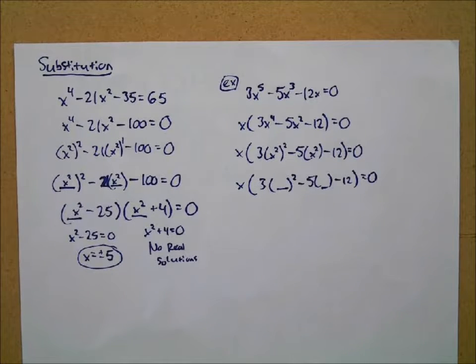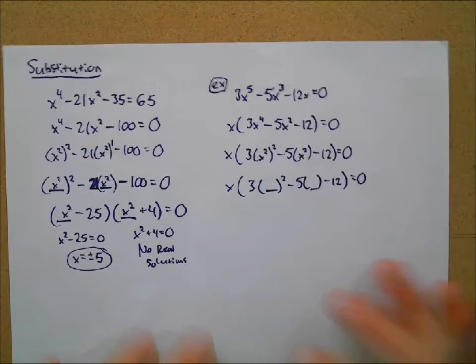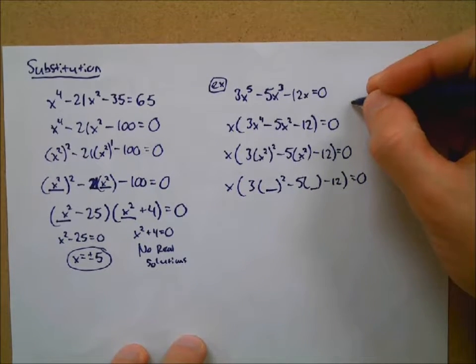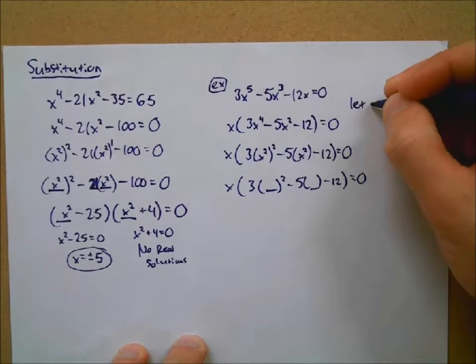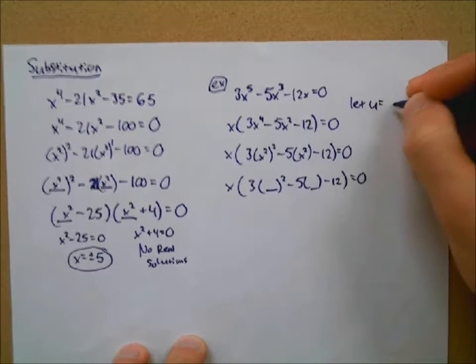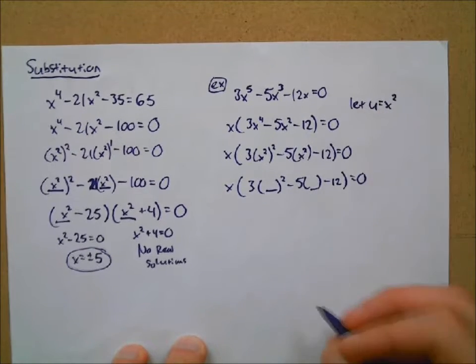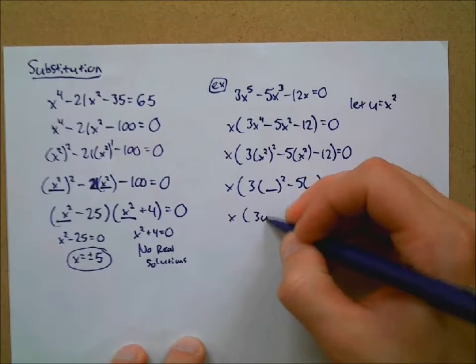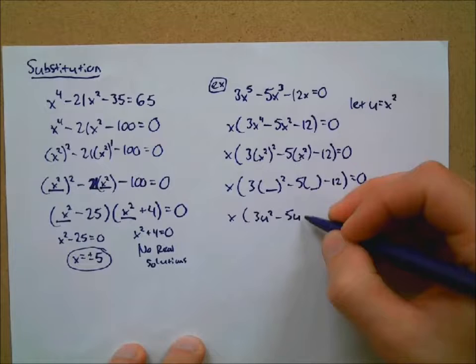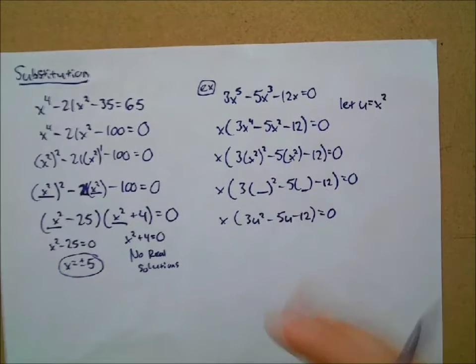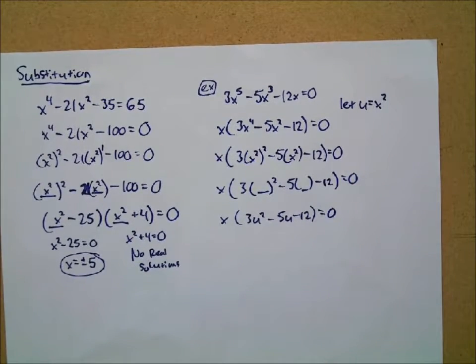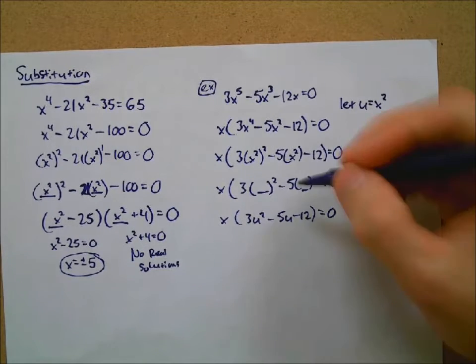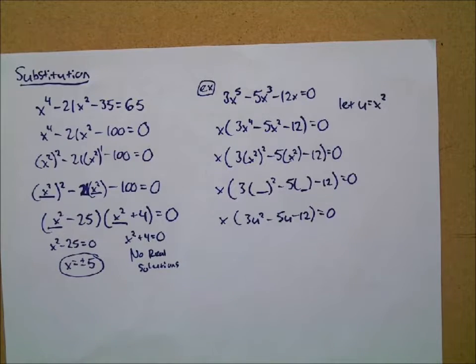The reason why this is called substitution is because sometimes we'll come up with a new variable, like let u be x squared here. And so you can write this as x times the quantity 3u squared minus 5u minus 12 equals 0. And the idea is that now we can more easily see it's a quadratic, and so maybe it's easier to factor that way. But if you can factor it from just like here or even here, then you're good to go either way there. So I'll go ahead and factor this though.